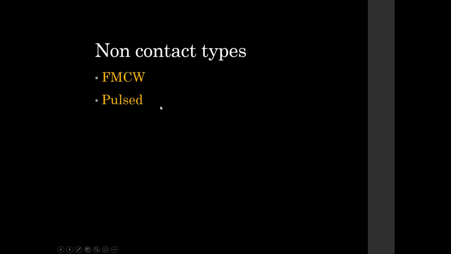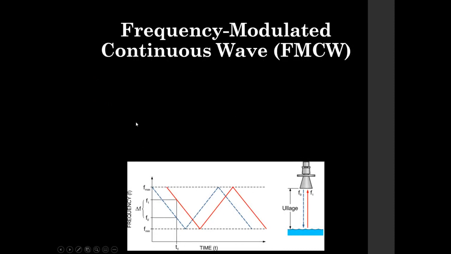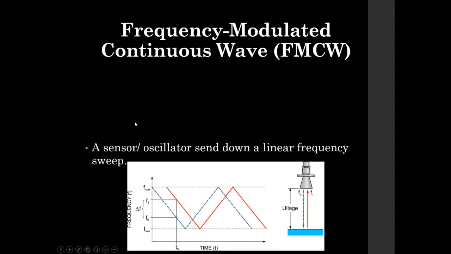Two different types of non-contact radar transmitters that we're going to look at. First one is called frequency-modulated continuous wave, and the second one is a pulsed radar. And we said earlier that if you see an application that mentioned pulsed, pulsed is generally a stronger signal and made for a specific application. So we'll look at them as comparative technologies.